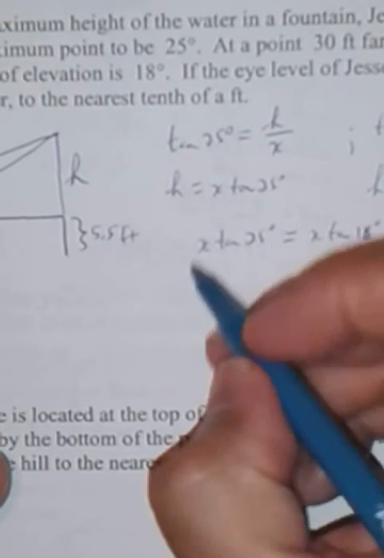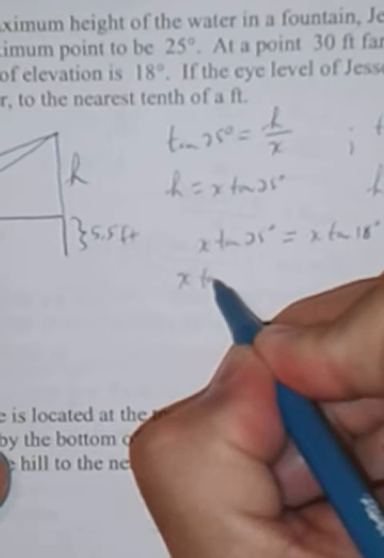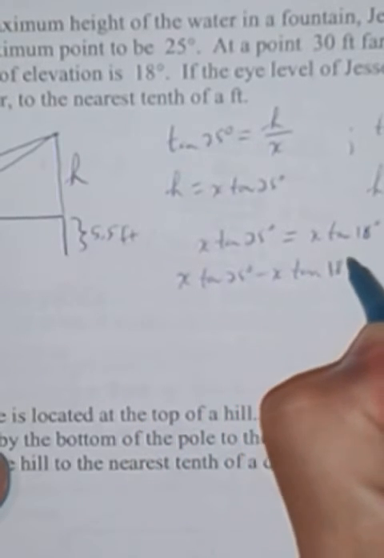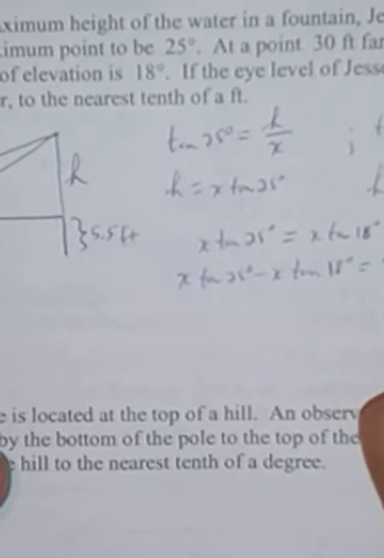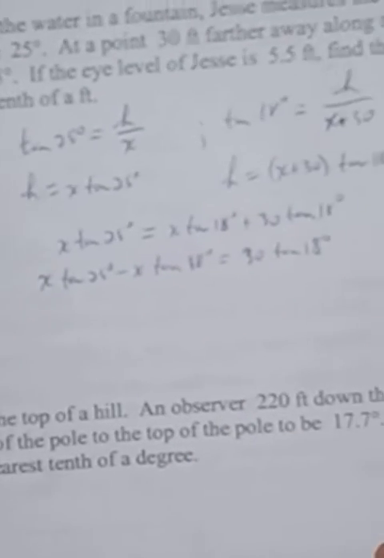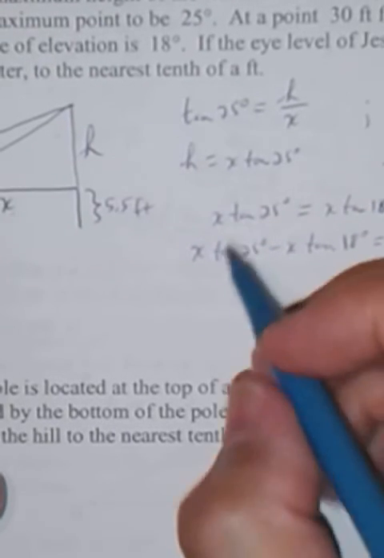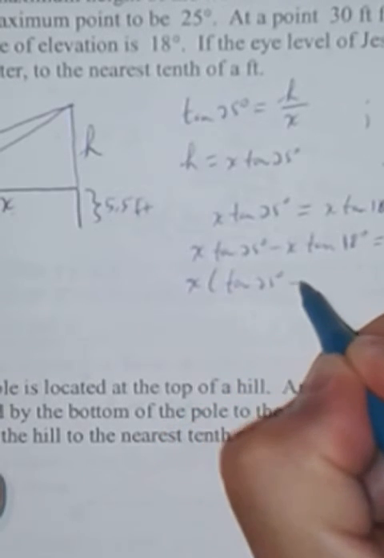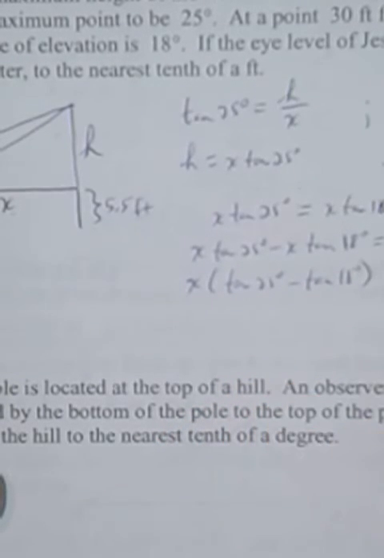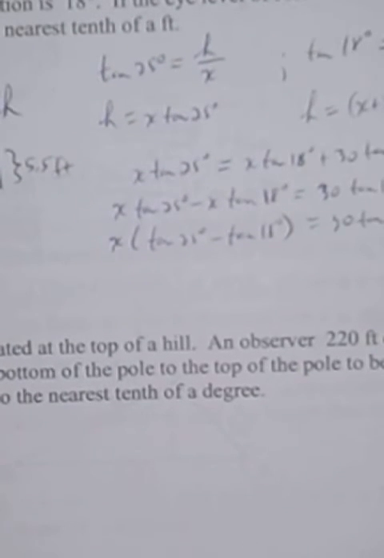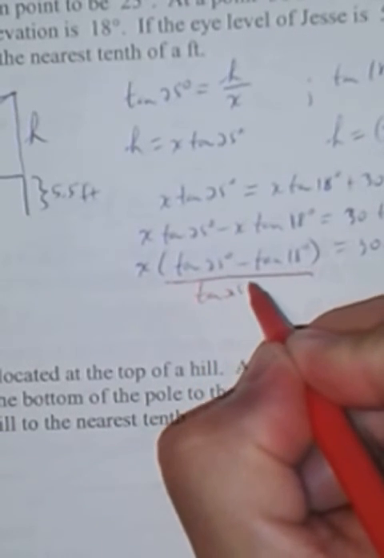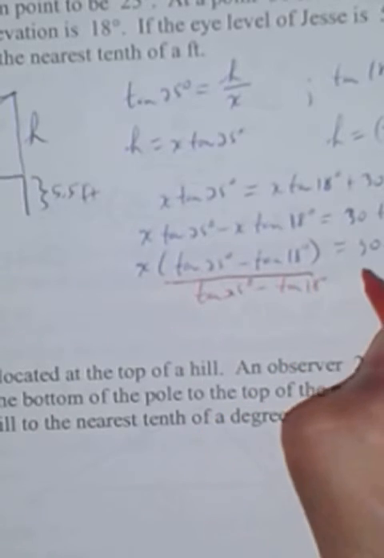Okay, so we want to solve for x. We want to get the x's on the same side. This will be x times tangent of 25 degrees minus x tangent of 18 degrees equals 30 tangent of 18 degrees. Factor out the x, so we have x times tangent of 25 degrees minus tangent of 18 degrees equals 30 times tangent of 18 degrees. Then I'm going to divide by tangent 25 degrees minus tangent 18 degrees on both sides to finish solving for x.